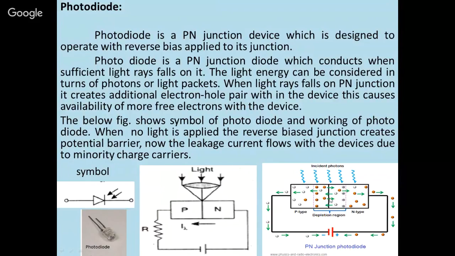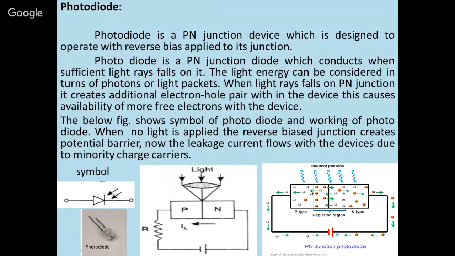So this energy increases the minority carrier or leakage current. This leakage current goes on increasing as the intensity of the photons or light falling on it increases, such that at a stage this acts as a breakdown device. So that is what we have explained.